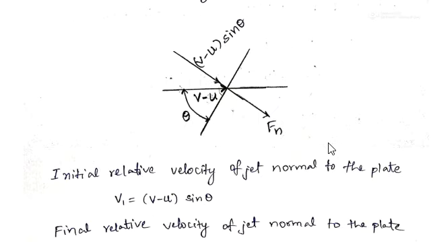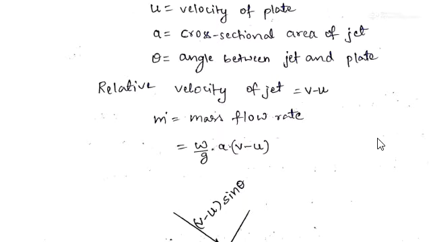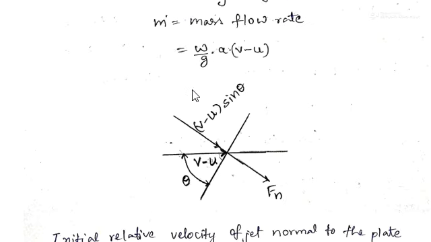Let us calculate, as our first step, the initial relative velocity of the jet normal to the plate, that is, this normal component. So this is the plate, and this is the normal component of velocity, which we are finding out here.